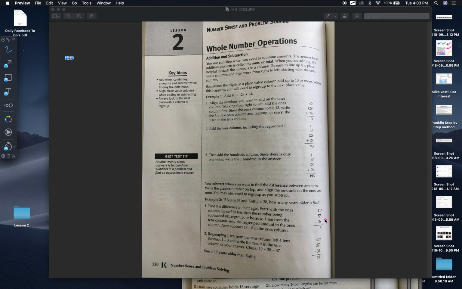So this is 57 minus 38. Imagine that these numbers are not here, 4 and 17, and imagine these are not crossed out. So you just have 57 over 38.